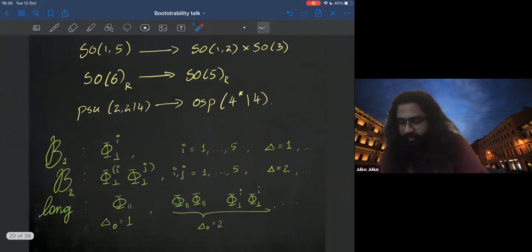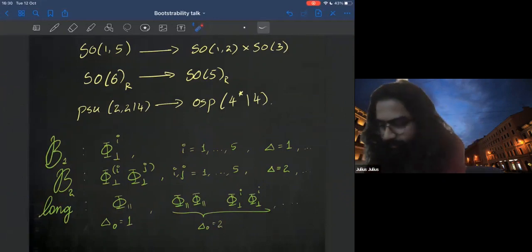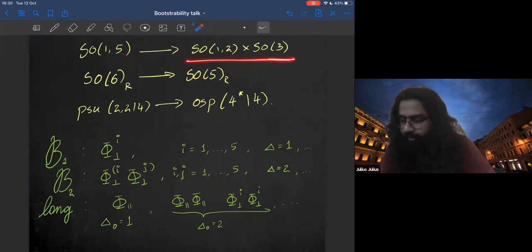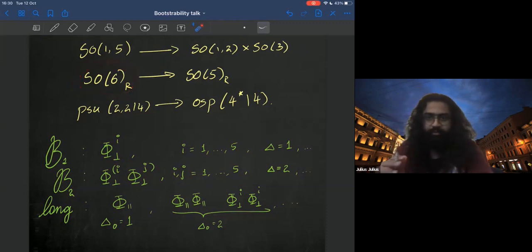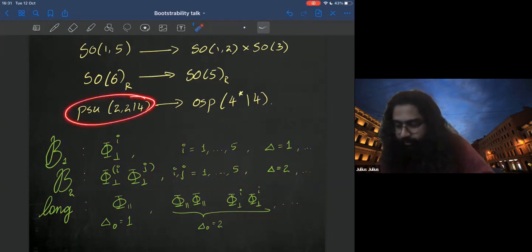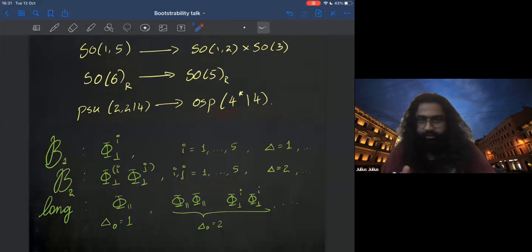And for this defect CFT, let's consider the symmetry group. The conformal group, of course, is broken down: the 4D conformal group is broken down into the 1D conformal group along the line times 3-dimensional rotations around the line. The SO(6) space of scalars which we had, because I've chosen a particular direction in scalar space, is now broken down to an SO(5) defect R symmetry. So in general, PSU(2,2|4) becomes OSp(4*|4) for this defect CFT.